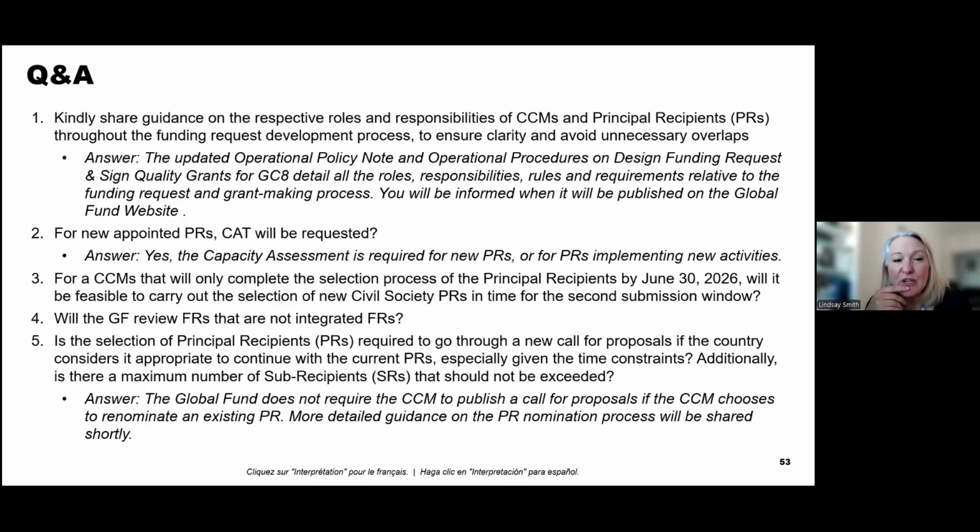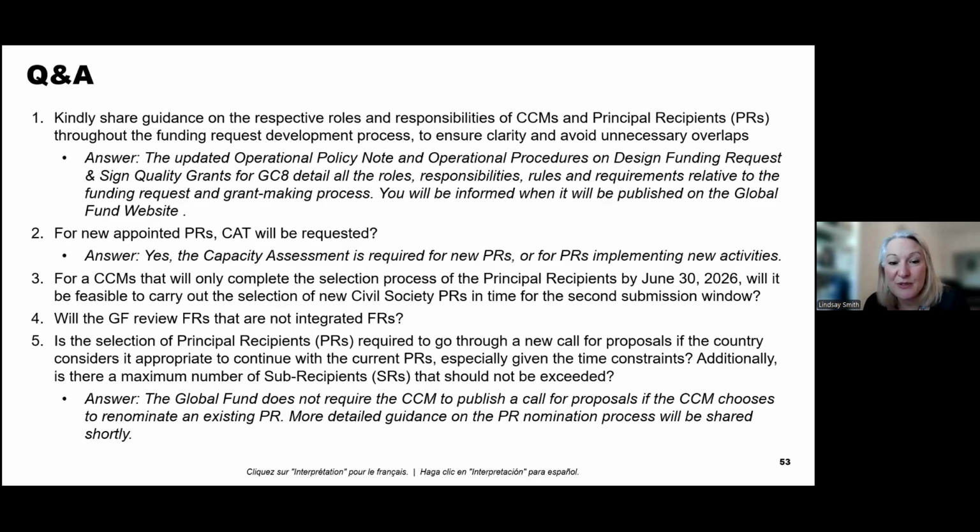Next question. Will the Global Fund review funding requests that are not integrated funding requests? Okay, great question. Maybe I wasn't clear on this in the presentation. The Global Fund encourages all applicants to develop a multi-component integrated funding request and submit it as one package. However, the Global Fund requires that all funding requests from one country are submitted at the same time. So we encourage you to develop that multi-component funding request. If it's not possible, then you need to develop parallel funding requests, but submit them in the same review window so that the TRP is able to review those to have a complete holistic picture of the proposed programming for the country.